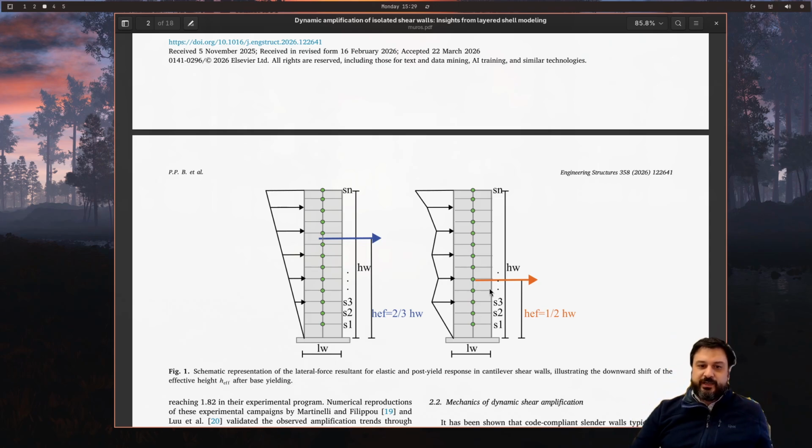So the question, from a design standpoint, is how much does this base shear grow, so that when we specify the code, we can reinforce enough so that we ensure the type of failure that we want.